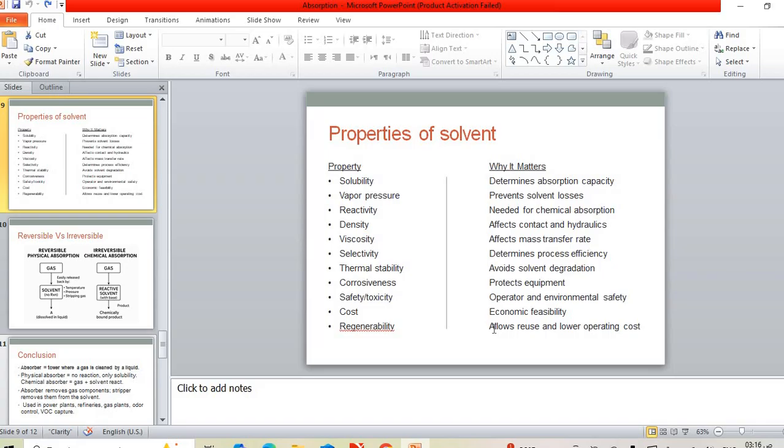So let's go to the properties of the solvent. Of course, solubility: you should select a solvent in which the gas can dissolve, because if the gas is not soluble in this solvent, there is no point of absorption at all. For example, ammonia and water. Ammonia can dissolve in water, and this helps in the physical absorption.